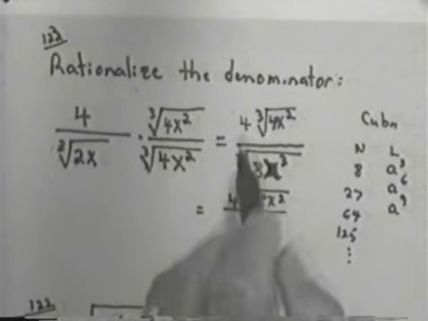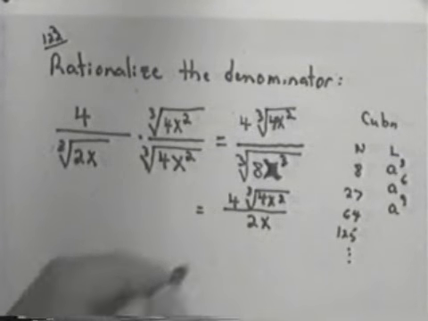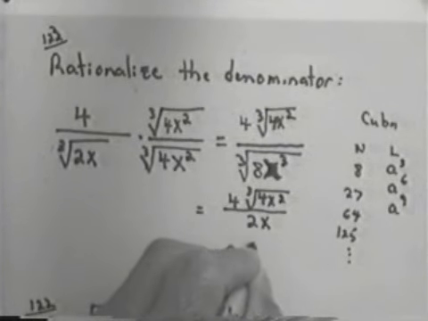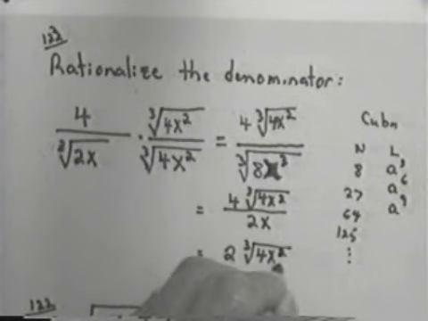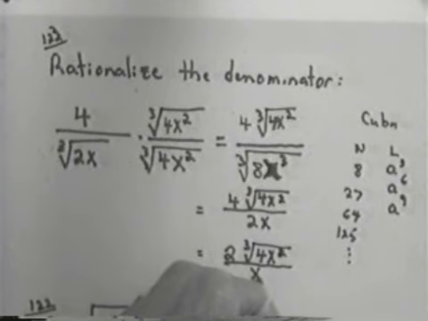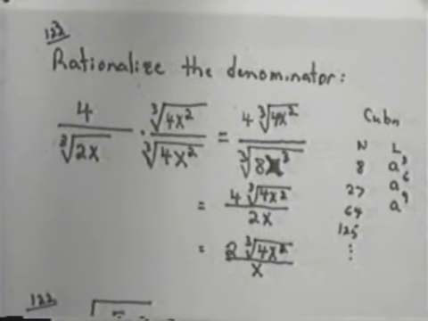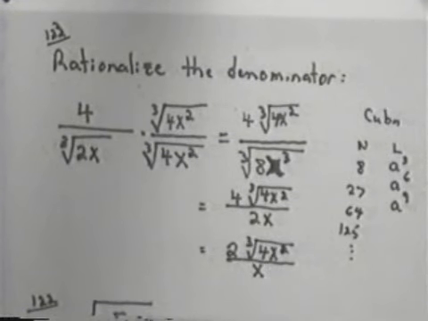2x. The cube root of 8 is 2. The cube root of x cubed is x. Now I can divide the 2 into the 4 to get 2 times the cube root of 4x squared all over x. I just reduced the 4 into 2. Now that's called rationalizing the denominator. Here there is a radical in the denominator. Here there is not. This is considered to be the standard form so that mathematicians can compare answers.